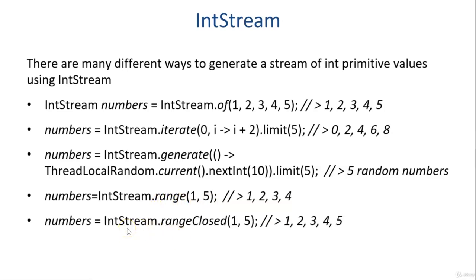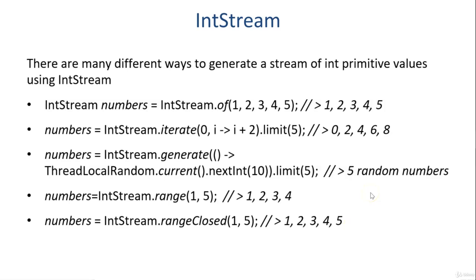The other way is to use the rangeClosed method. In this, the second operand is inclusive in the range, so it will generate a stream from 1 to 5, including 5. So 1, 2, 3, 4, and 5.